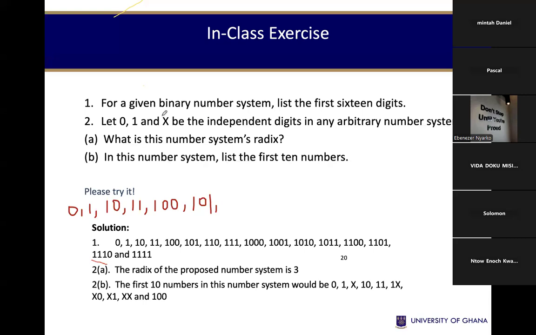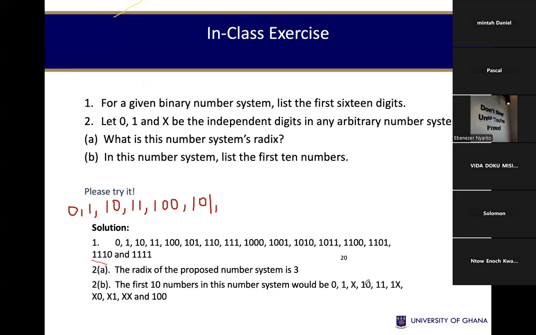Then the second part lists the first 10 numbers in this number system. You have already been given the first 3 digits, 0, 1, and X. The next thing is to pick that and continue from there, and that's what we're doing here. If you come here, you cannot call yourself 0, 0, so we leave it like that. The 1, 2, we leave, the X we get there. So in that case, all we are doing is 0, 1, X.